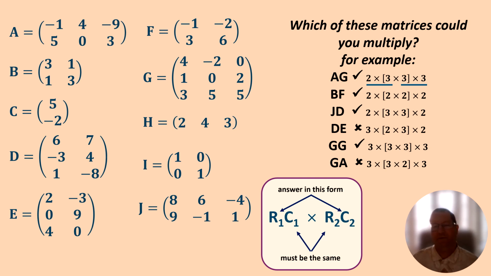G times itself is possible because G is what is called a square matrix, so it has the same number of rows and columns, and the answer will also be a 3 by 3 matrix, since G itself is a 3 by 3 matrix. And then finally GA, notice that AG was possible, but GA is not. G has 3 columns, A has 2 rows, and hence they cannot be multiplied. So multiplication is not commutative.